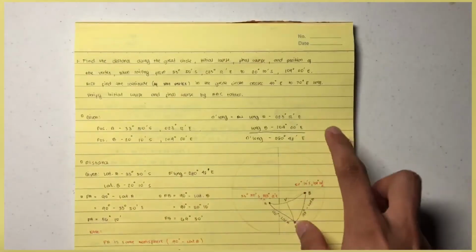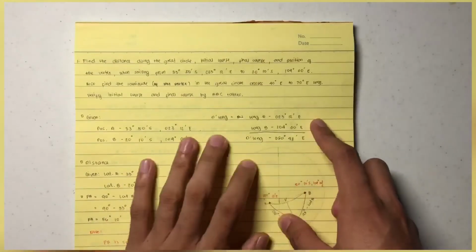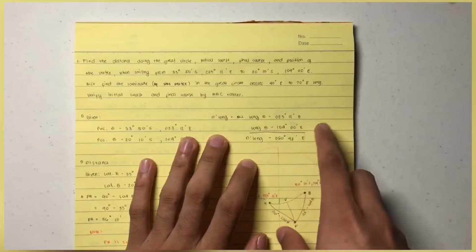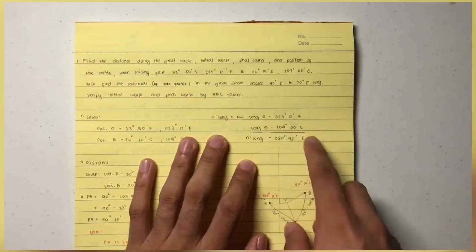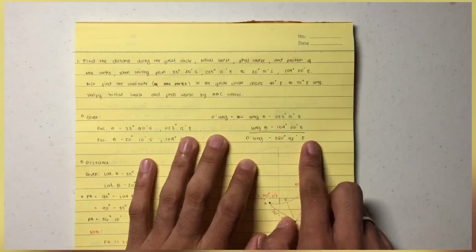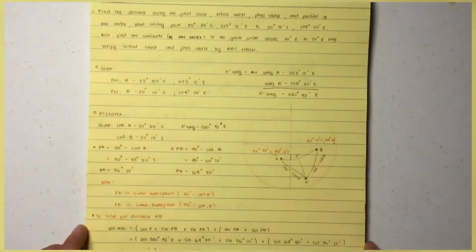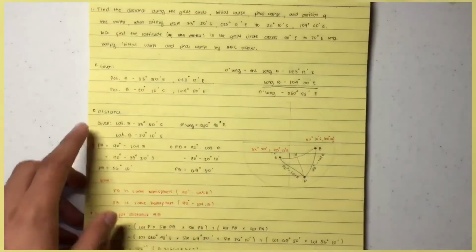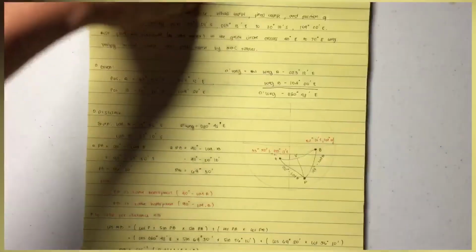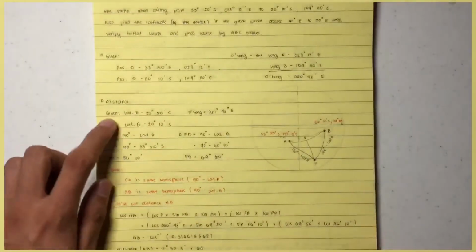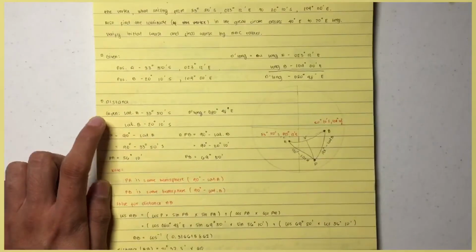You may wonder why it is added or subtracted: if it is in the same direction it will be subtracted, and if in different direction it will be added. So now we have here how to solve the distance. Again, we should write the given so that we will be guided.